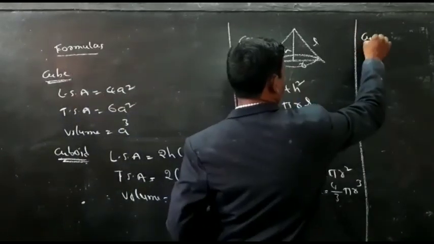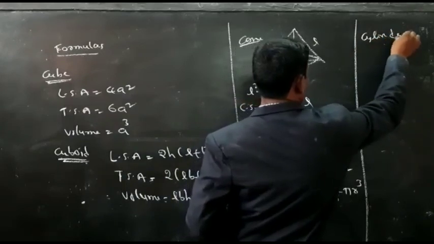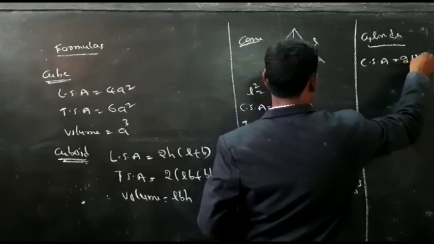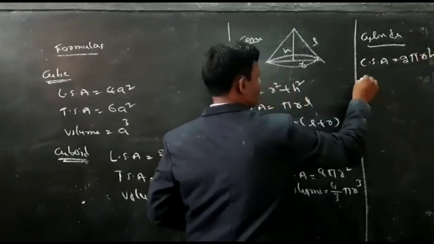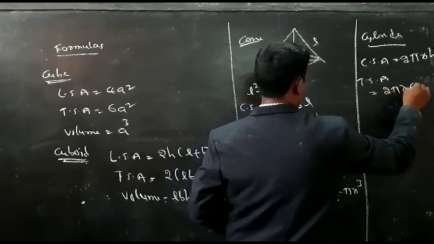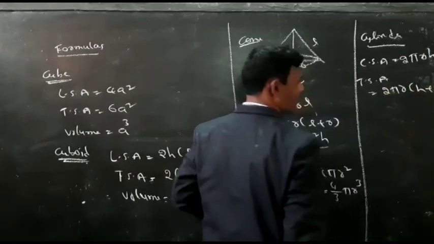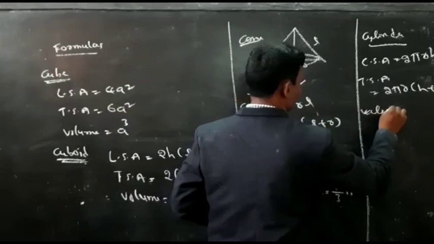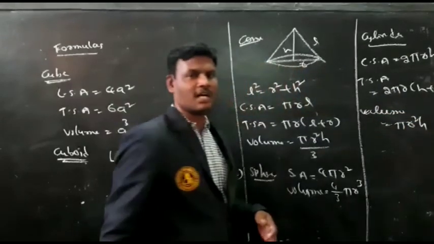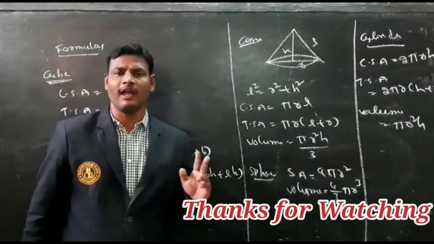Next, cylinder. Curved surface area of cylinder is 2 pi RH. Total surface area of cylinder is 2 pi r (H plus R). Next, volume of cylinder is pi r square H. So these are the formulas. Read well and write the exam well.